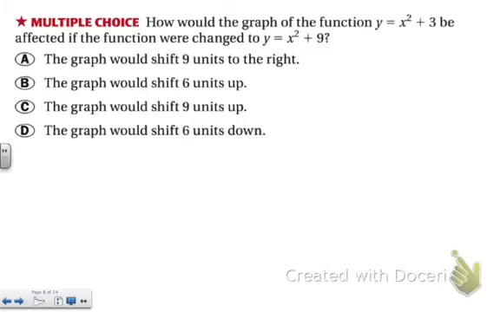Okay, so for example, how would the graph of the function y equals x squared plus 3 be affected if the function were changed to y equals x squared plus 9? So remember, plus 3 would move it up the y-axis by 3 units, so plus 9 would move it up 6 more units. So the graph would shift 6 units up.